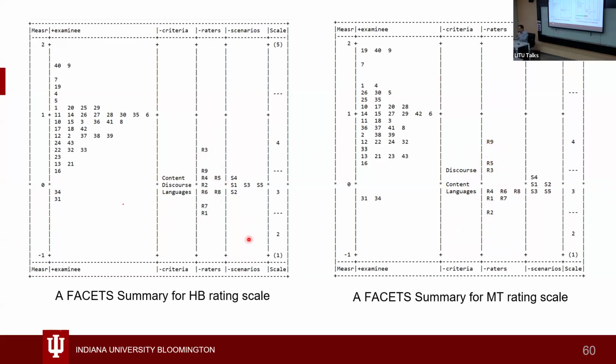And the next one is scenario. Scenario is about which scenario is the most difficult, right? So whether they use either binary or multi-trait, scenario 4 seems to be most difficult. The other scenarios seem to be quite similar to each other. But scenario 4 is most difficult.